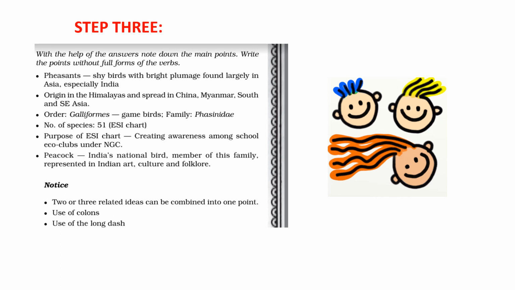So you see these main points. We are talking of pheasants. Who are they? We are talking of their origin. We are talking of their order. We are talking of the number of species according to the ESI chart, and we are talking of the purpose of ESI chart. And then we talk of peacock, which is India's national bird, and it is also a member of this family. It is represented in Indian art, culture, and folklore.